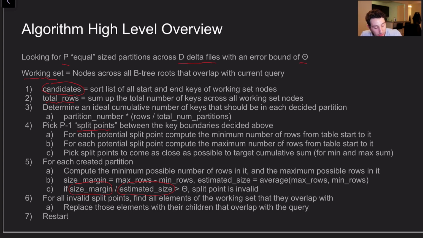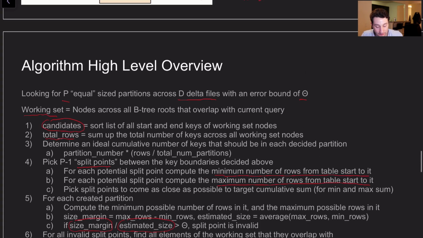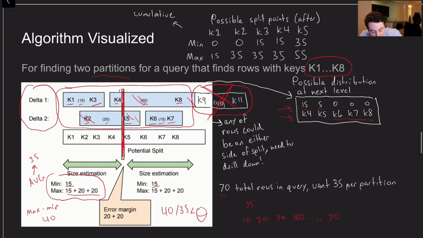We basically, at each potential split point, compute the minimum number of rows from the table start to it and the maximum number of rows from the table start to it. So in the case of this split point right here, we know that the minimum number of rows from the left side of the table to it is going to be 15. The maximum number of rows is going to be 15 plus 40, which is 55, right? We calculate that right over here. So we're going to say, okay, here's one potential split point right there.